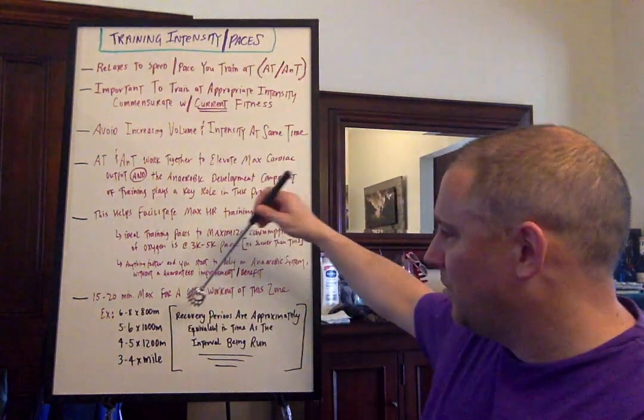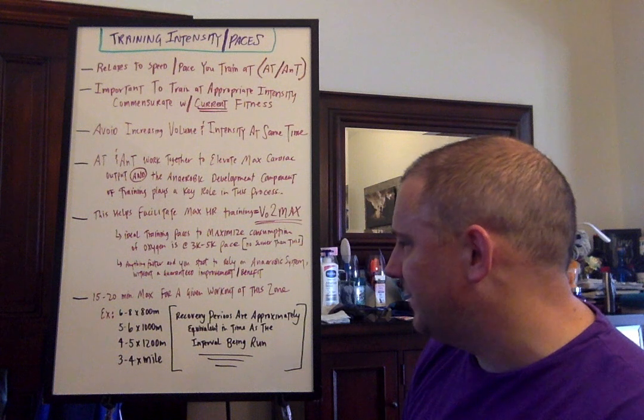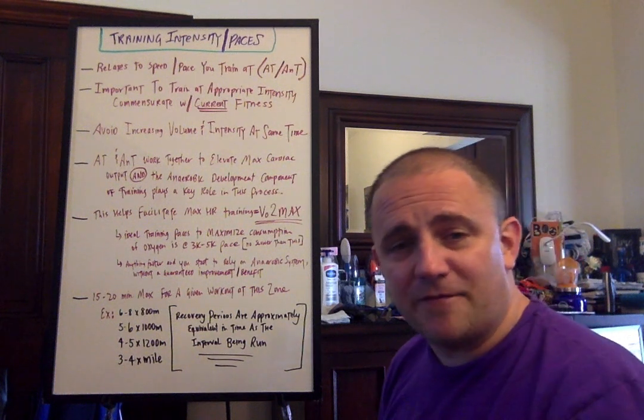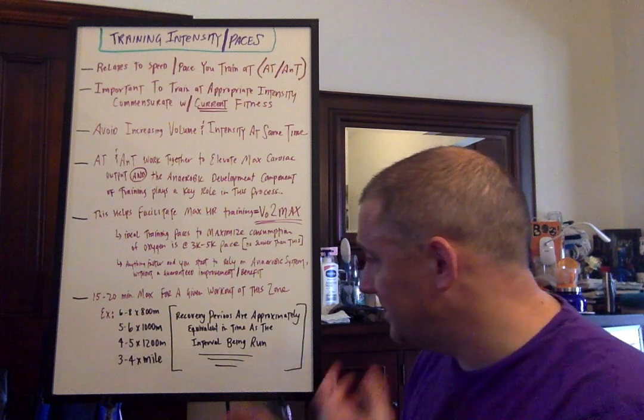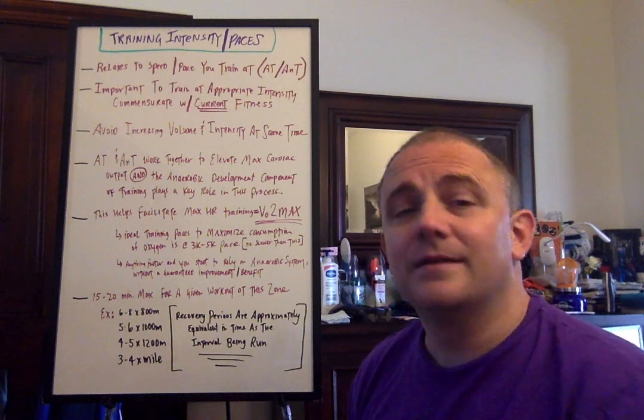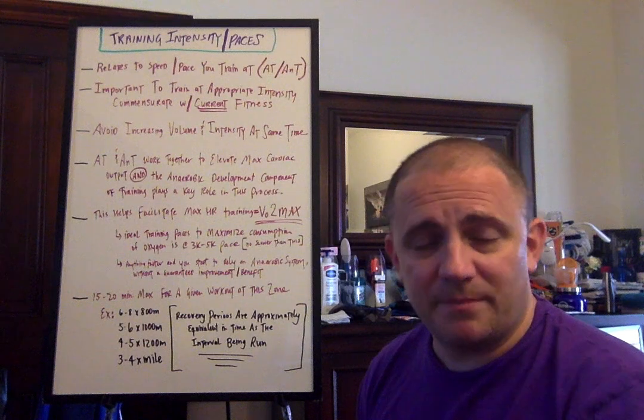And again, the recovery periods are about equivalent to the time of the interval being run. So if you're running half-mile repeats in 2:30, your rest period is 2:30. If you're running 1,000-meter repeats in, let's say, 3:20, that's approximately between 3 minutes and 3:20.